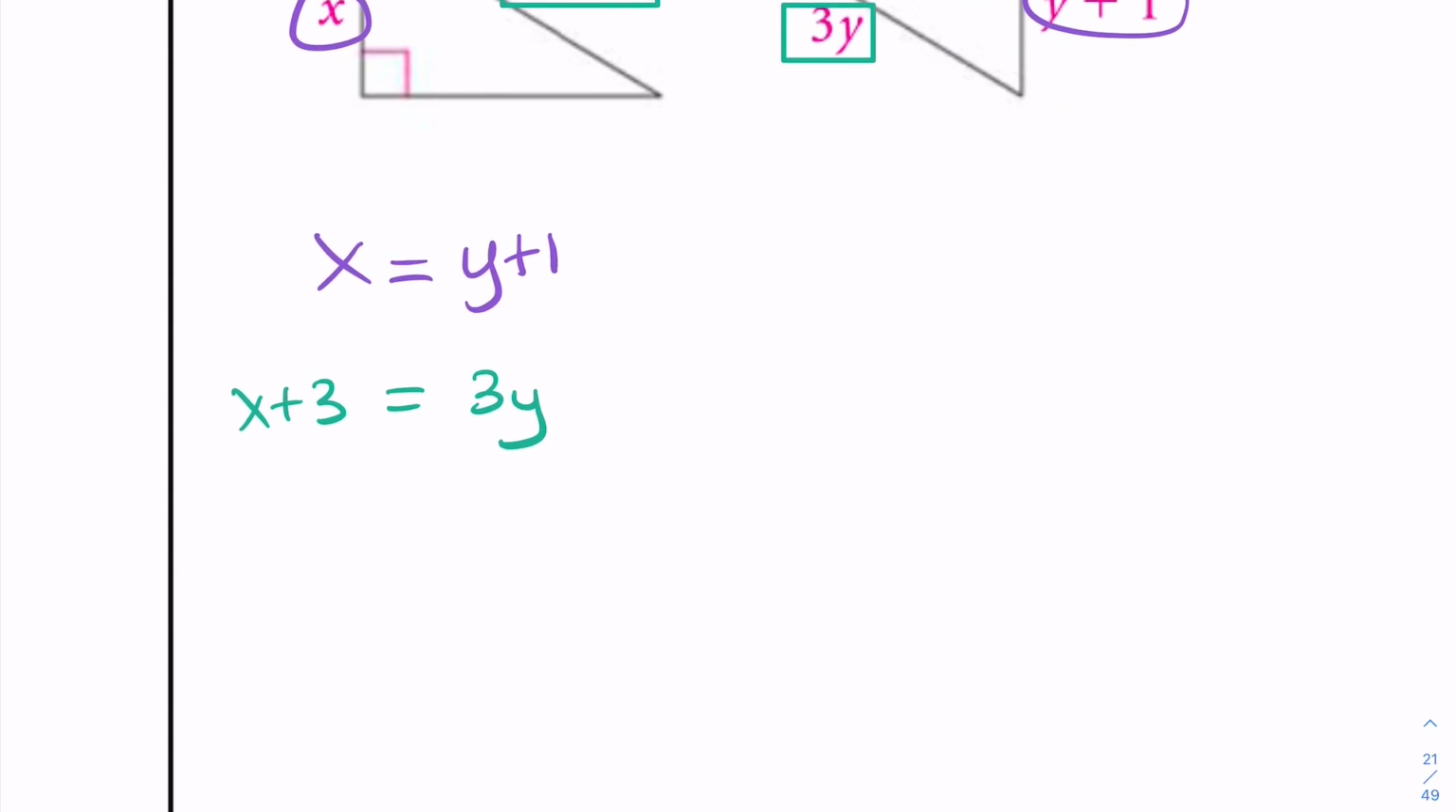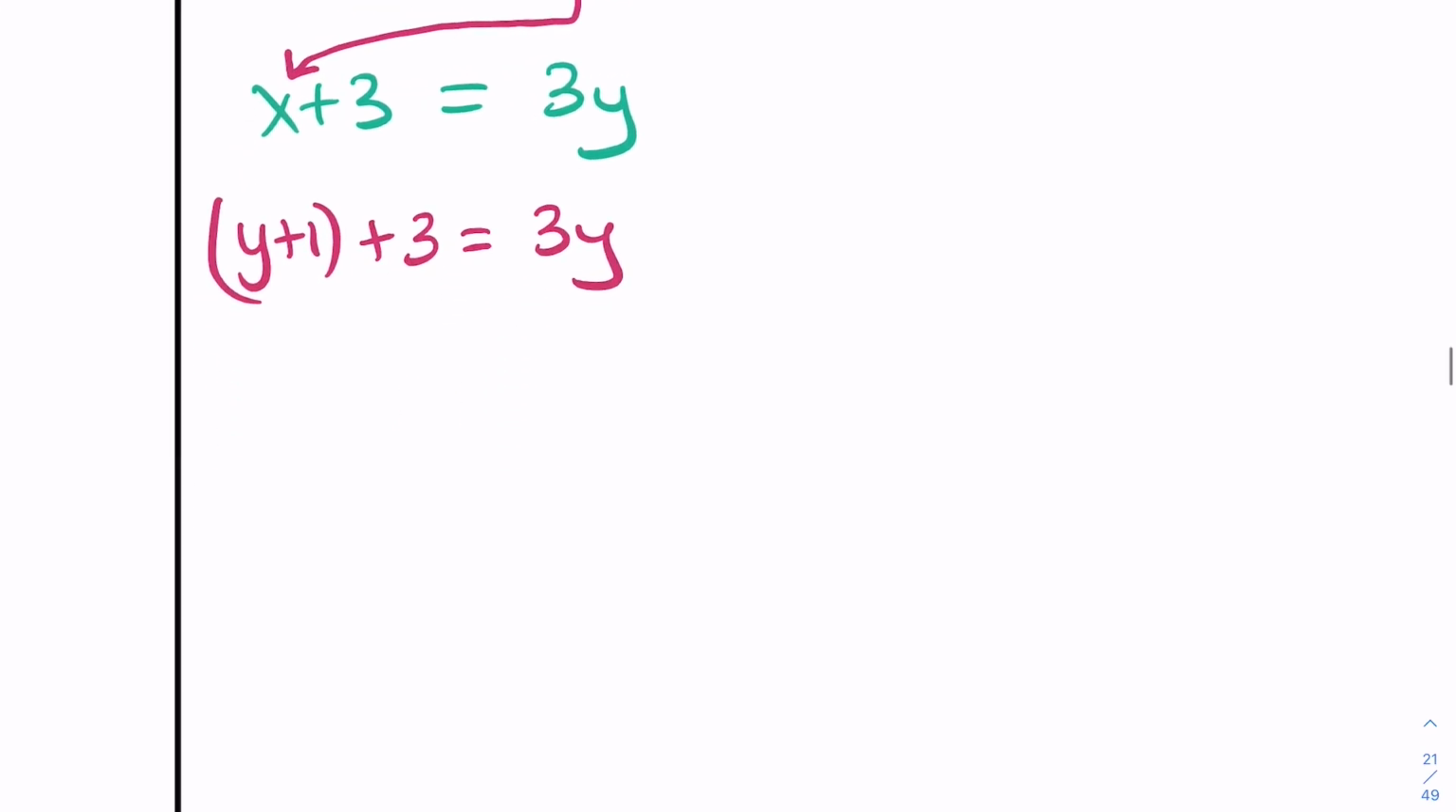It's a multivariable problem, right? So what I'm going to do is take y plus 1 and put it in for wherever I see x. x is equal to y plus 1. So this will help me with my system of equations. I'm using substitution to solve for this, because wherever I see an x, I'm putting in y plus 1. So I get y plus 1 plus 3, so I get y plus 4 equals 3y.